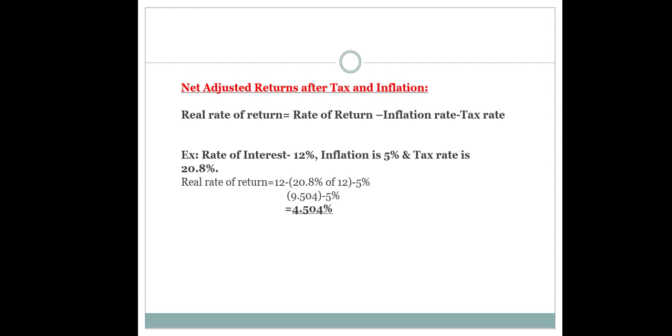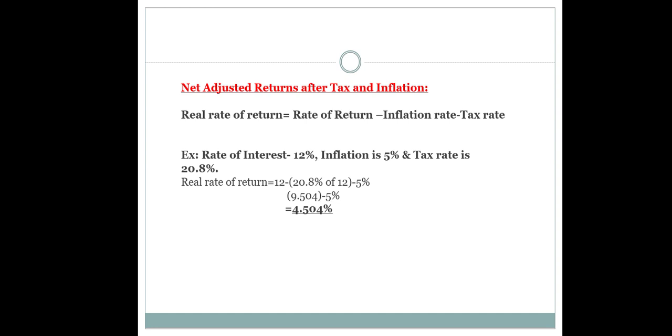So today we are going to do some problems on net adjusted returns after tax and inflation. This is a 4 marks question you may expect in your examination. The information is like this: the rate of interest is 12%, inflation is 5%, and tax rate is 20.8%. Now we need to calculate the real rate of return.